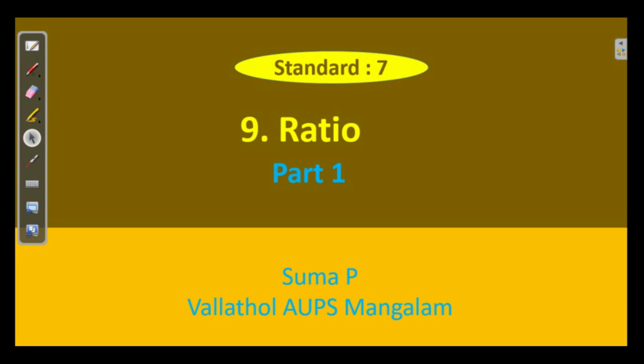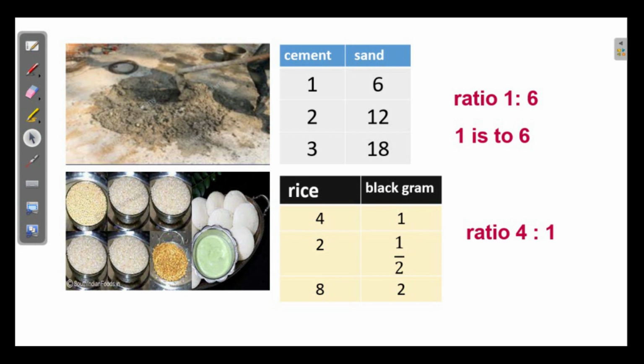Hi, the ninth unit of Standard 7: Ratio. You have seen mixing of cement and sand. They take definite measures to mix the cement and sand. Here the ratio is 1:6, which means if they take 1 part of cement, they have to take 6 parts of sand. And for 2 parts, 12 parts, and 3 parts, 18 parts.